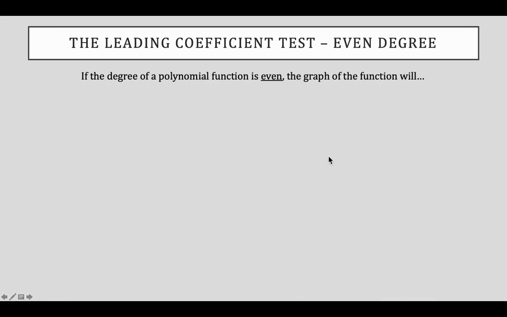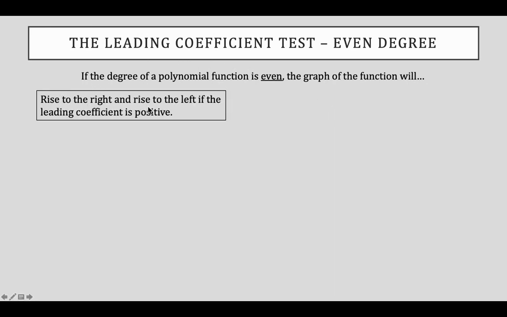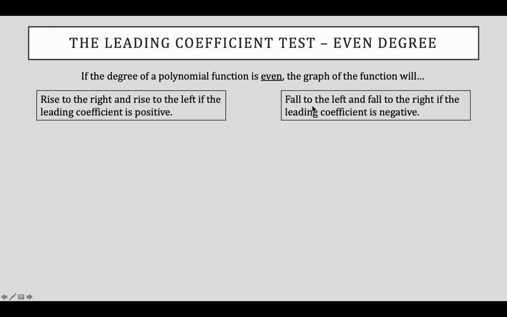Now, let's talk about even degree polynomials. If the degree of the polynomial function is even, 2, 4, 6, 8, any number that is evenly divisible by 2, that's an even number. The graph of the function will rise to the right and rise to the left if the leading coefficient is positive, or fall to the left and fall to the right if the leading coefficient is negative. So again, with the leading coefficient test, you have to look at two different things. You must identify the degree, whether or not it's even or odd, and you must identify whether or not the leading coefficient is positive or negative.